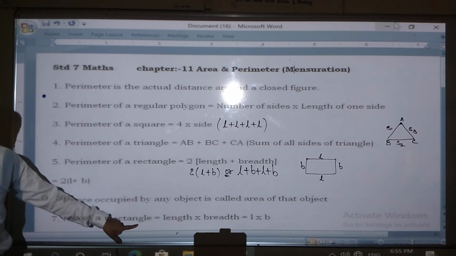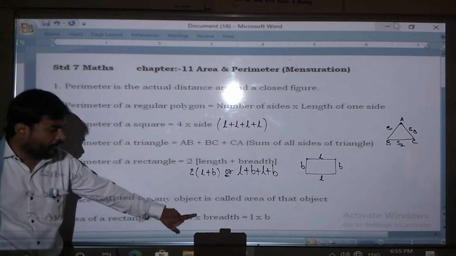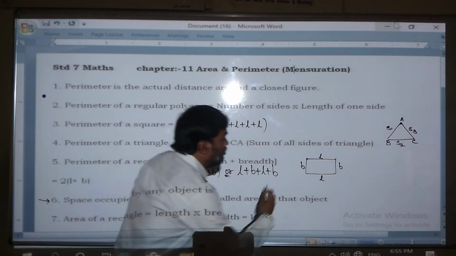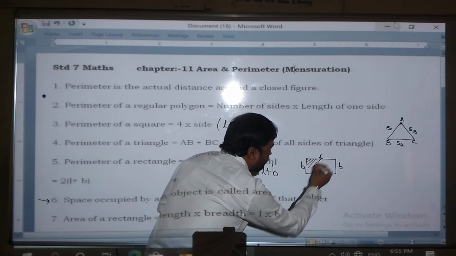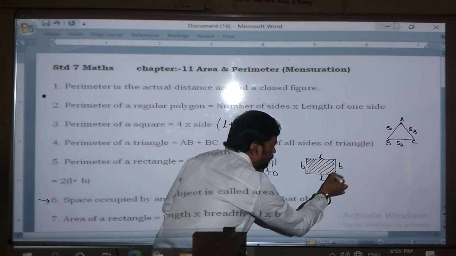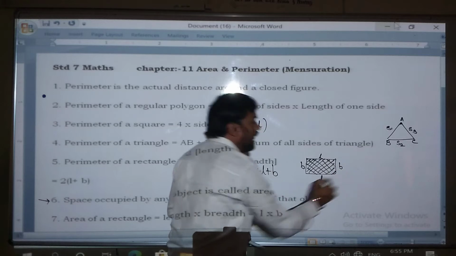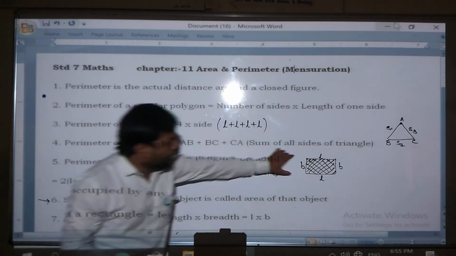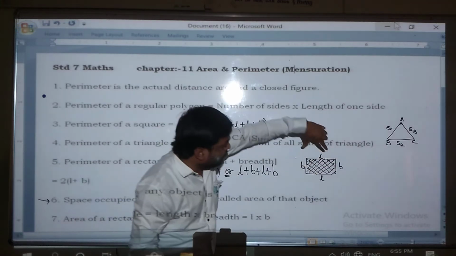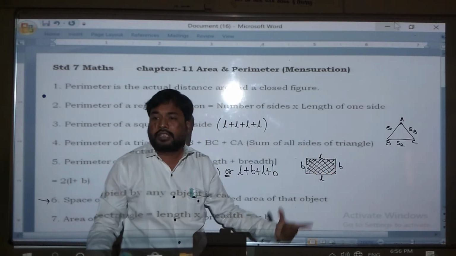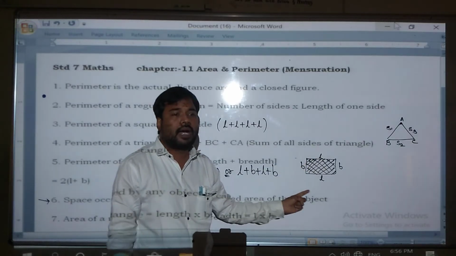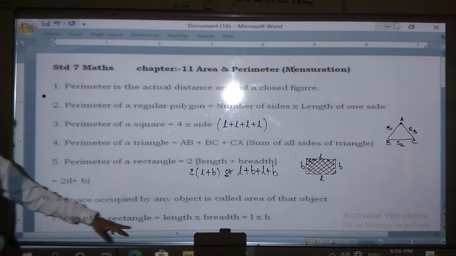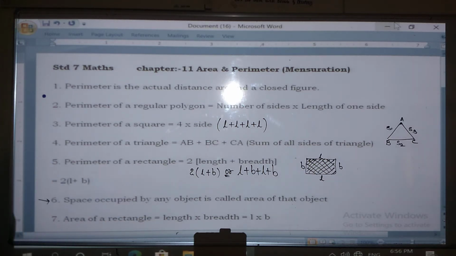Area of rectangle is equal to length multiplied by breadth. So we are talking about area. So this part, dear students, the shaded part, that determines the area. From here to here, breadth is same. From here to here, length is same. So that's why it is length multiplied by breadth. Do you understand? So area of rectangle is length multiplied by breadth.